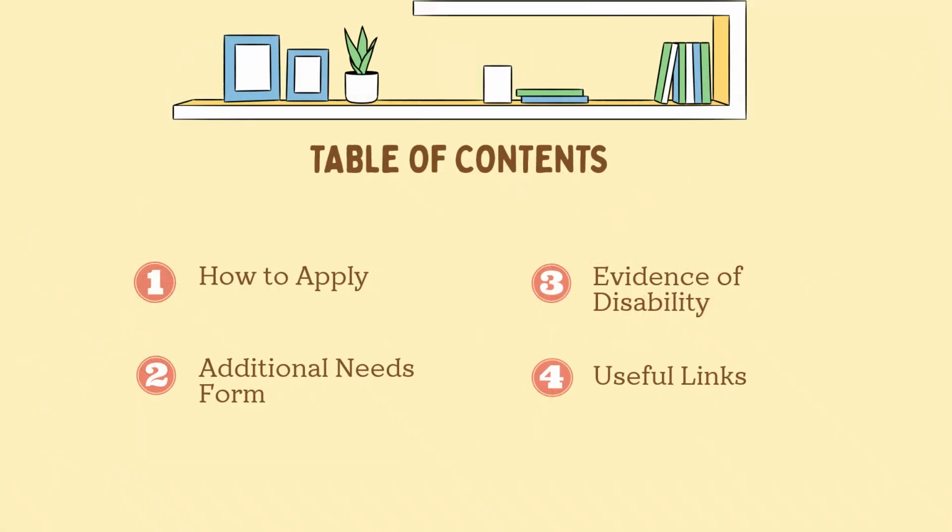In this session, we're going to cover how to apply for accommodation, how to complete the additional needs form, which is the extra step to ensuring that your disability is taken into account when applying for a room. Then we're going to talk about the need for evidence of disability. And then finally, I'm going to share some useful links with you.